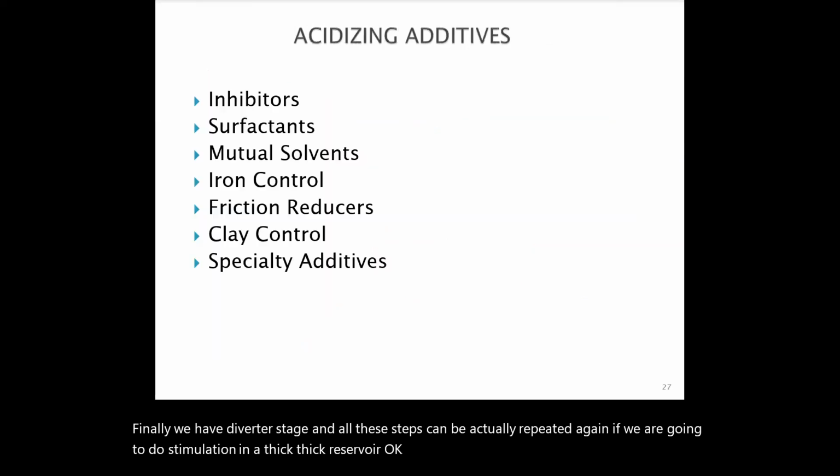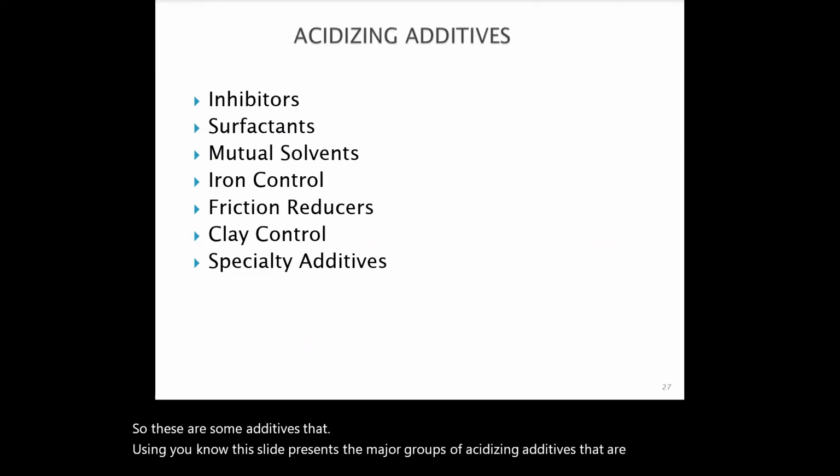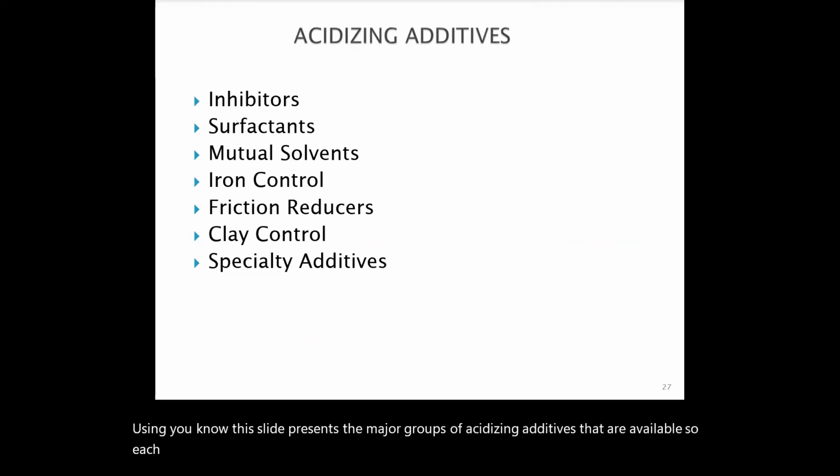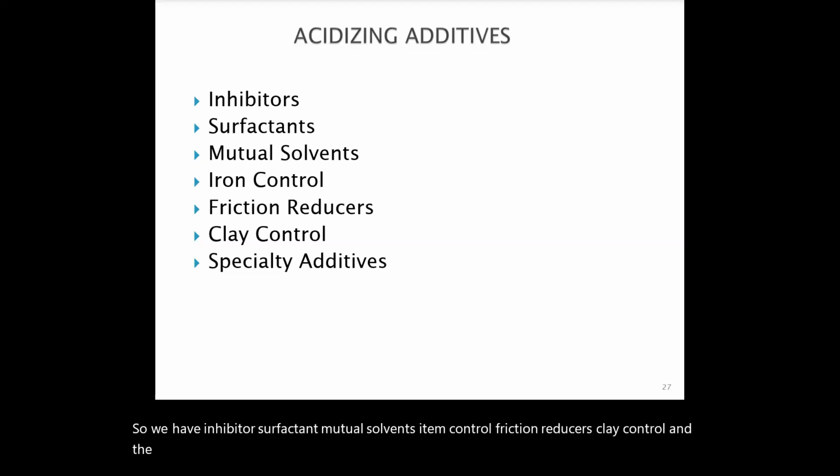So these are some additives. This slide presents the major groups of acidizing additives that are available. Each of these groups, along with their mechanisms and importance, will be covered separately. So we have inhibitor, surfactant, neutral solvents, iron control, friction reducers, clay control, and specialty additives.